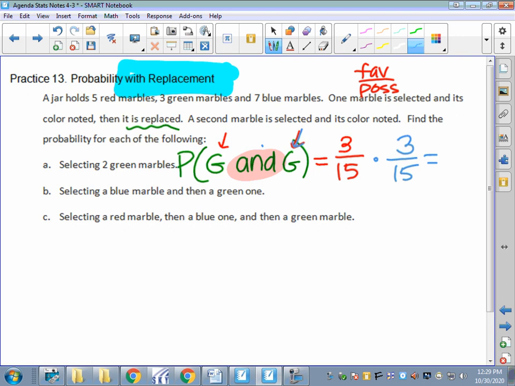I believe that's going to be 9 over 225, which simplifies down to 1/25. In these kinds of problems, I like to keep them as a fraction. If you want to turn that into 0.04 or 4%, you can do that, but sometimes it just gets confusing. Everybody getting the hang of those ones? So we always make that assumption. Remember, it is multiply whenever you see that, and we're looking for that with replacement.